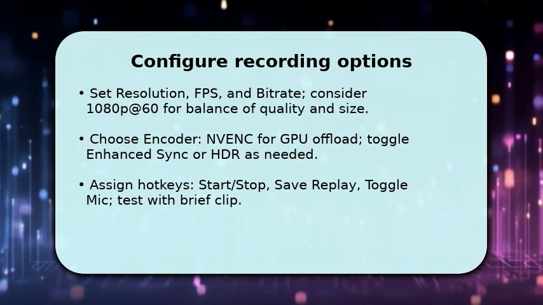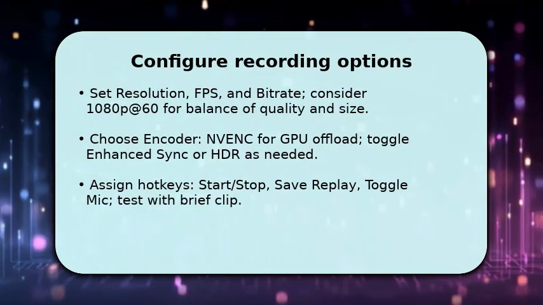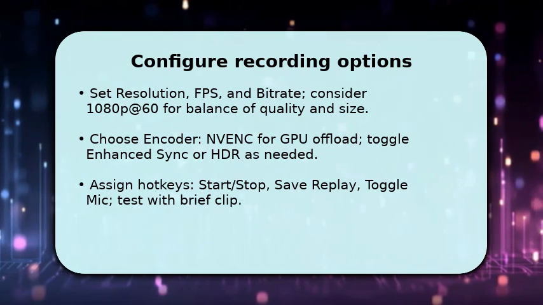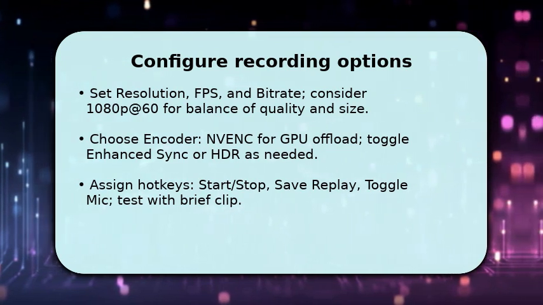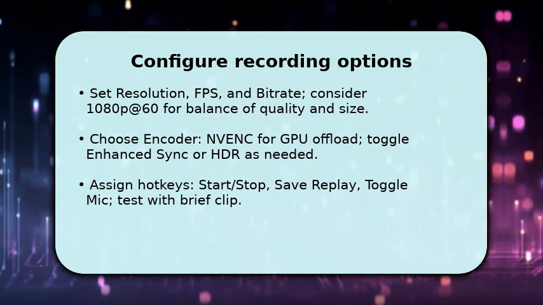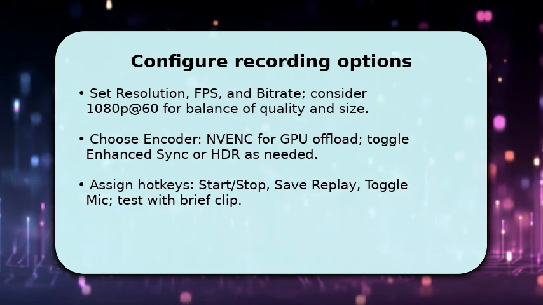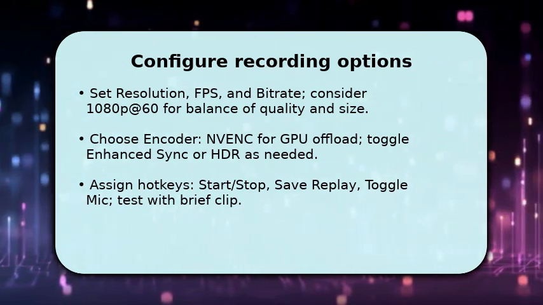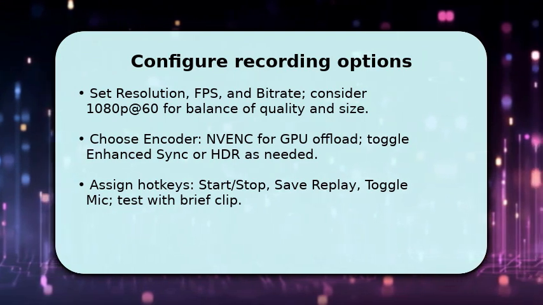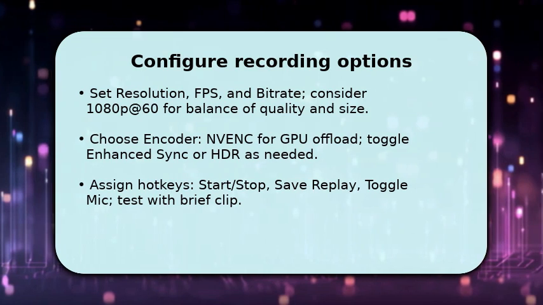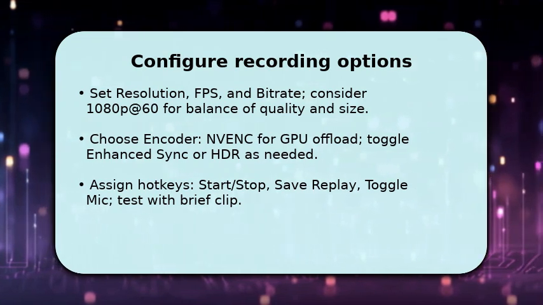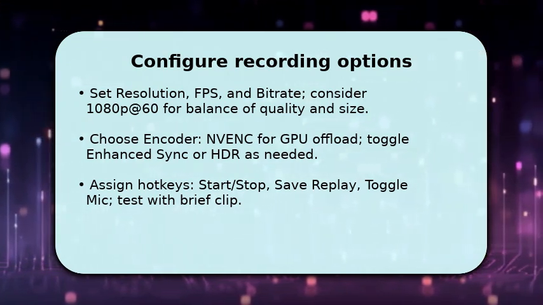Once the overlay is active, open Settings, Video Capture to pick resolution, frames per second, and bitrate. For most PCs, 1080p at 60 FPS is ideal. Then select NVENC as the encoder to keep the CPU free and enable performance options like variable bitrate if you need smaller files. Set hotkeys clearly: start/stop recording, save replay, and toggle mic, so you can control captures mid-game.